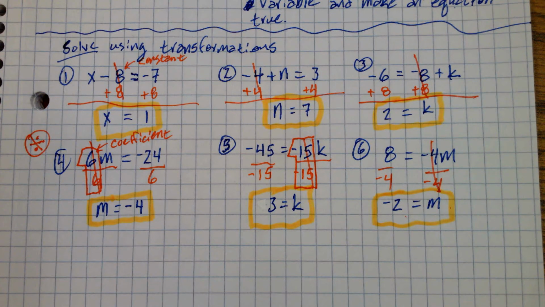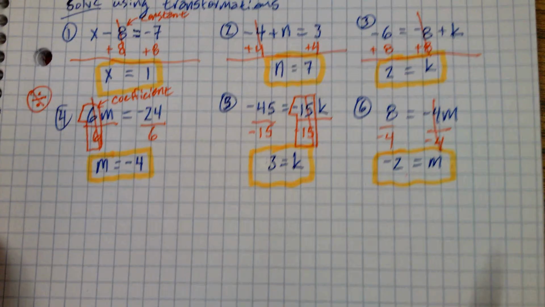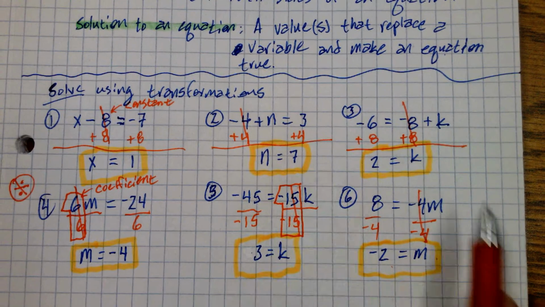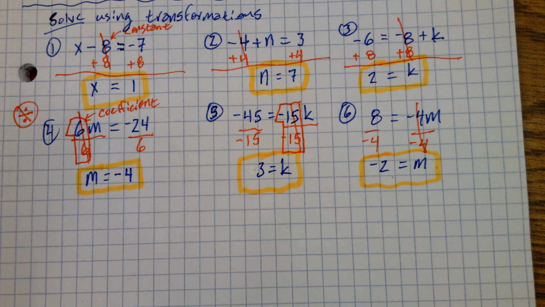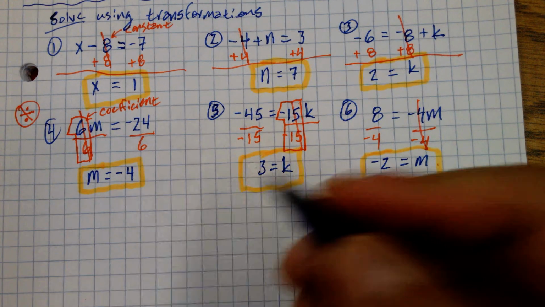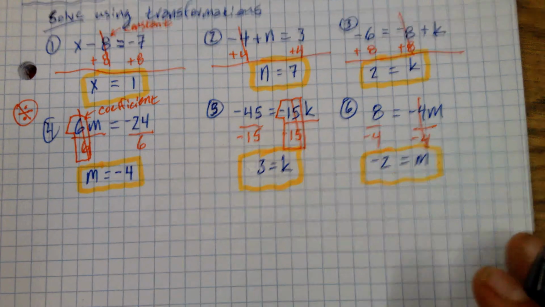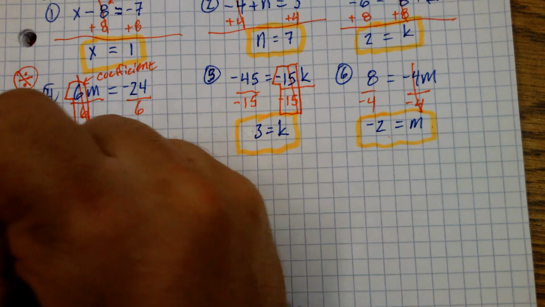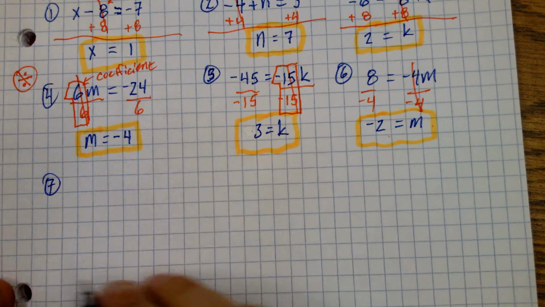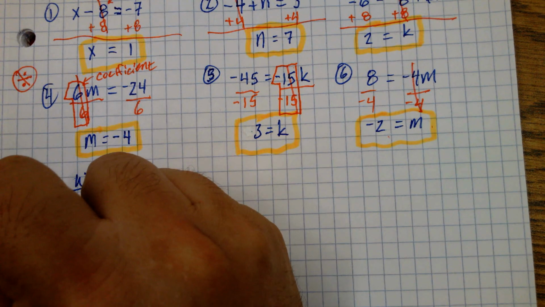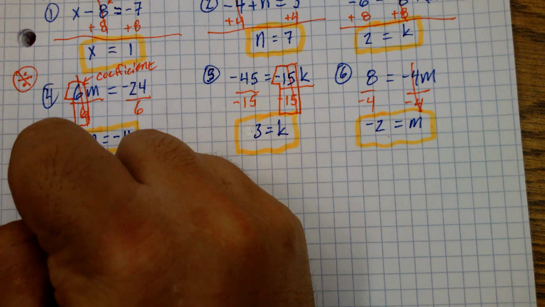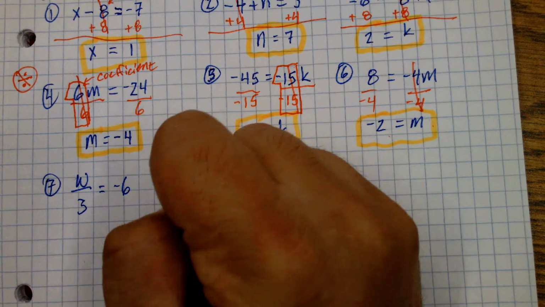Okay. All right, last 3. So far we did addition and subtraction. Now we're going to do division equations. Let's start with number 7. Okay. W divided by 3 was negative 6.